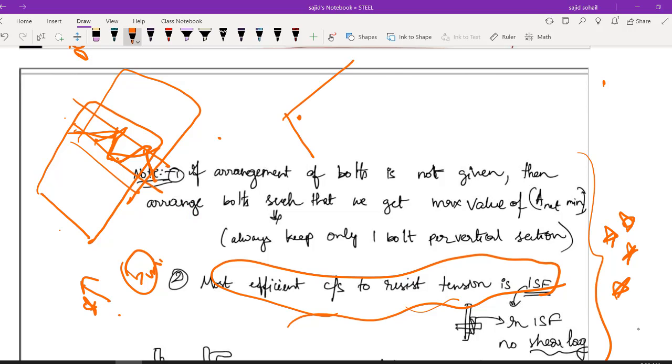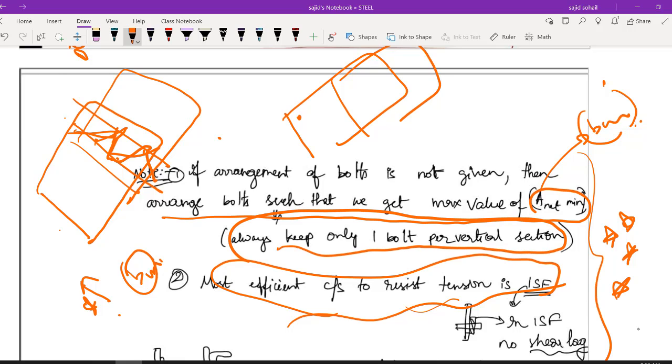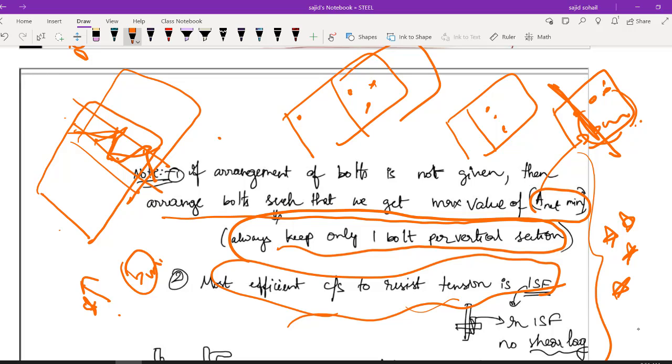So if nothing is given and you have to bolt 2 bodies, arrange the bolts. And arrangement of bolts is not given in question, then what you have to do, you have to arrange bolts such that we get maximum value of A net minimum or B net minimum. B net minimum का maximum value चाहिए. वो कब possible होगा? That will be possible only when you keep 1 bolt per vertical section. ठीक है? So instead of going, if you want 3 bolts, instead of going to something like this, or instead of going to something like this, you better go to like this. ओके ऐसे करोगे तो B मिनिमम क्या हो जाएगा? ज्यादा हो जाएगा. B मिनिमम इन दिस केस विल बी B minus D. यहाँ पे B minus 3D.